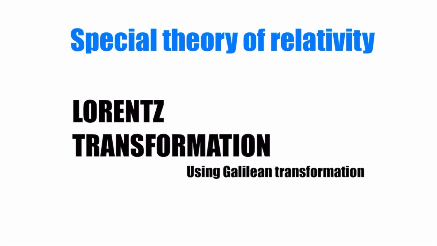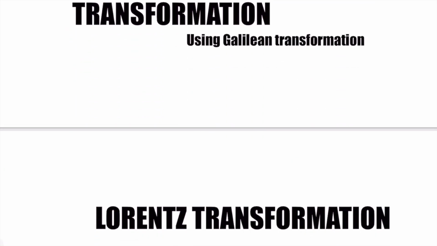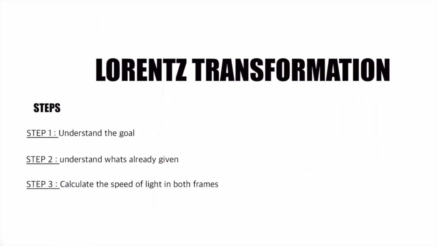So today we are going to derive the Lorentz transformation using the Galilean transformation in just 3 steps. Let's understand what the 3 steps are. Step 1 is to understand the goal. First we need to know what we are deriving.